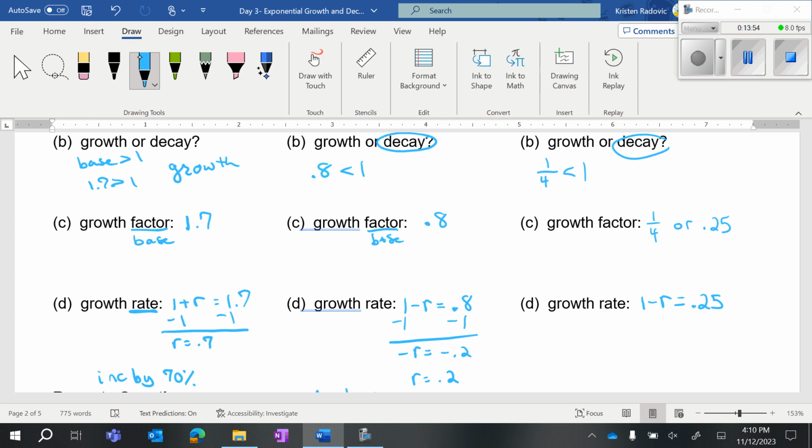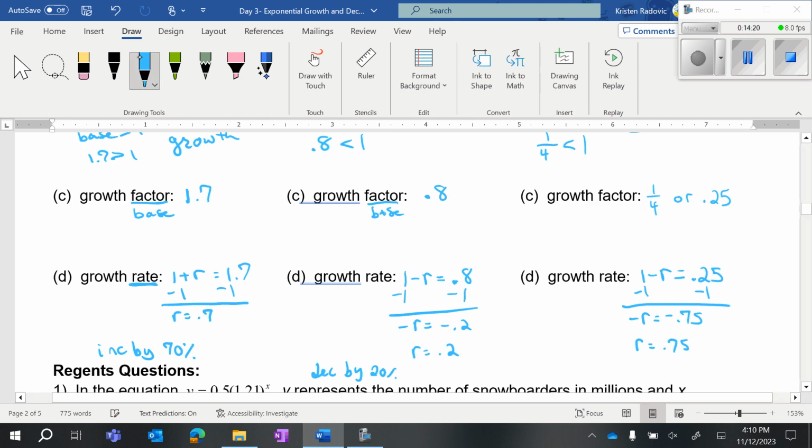Now you can think of it this way. If you started at 1 and you went down to 0.25, how much did you lose? Well, I lost 0.75, right? 75%. Or you can solve the equation. If you solve the equation, you get negative r equals negative 0.75. So positive r equals 0.75. This is decreasing by 75%.